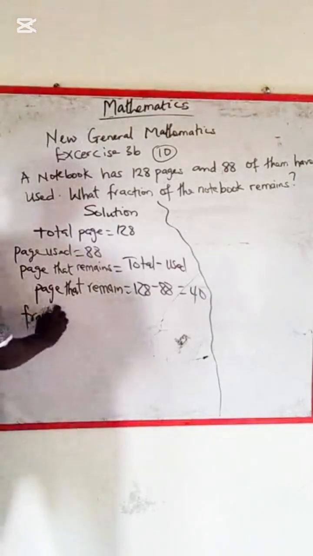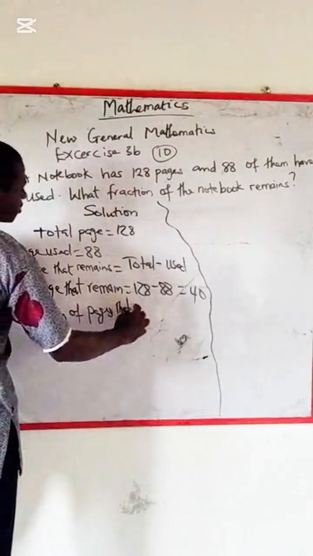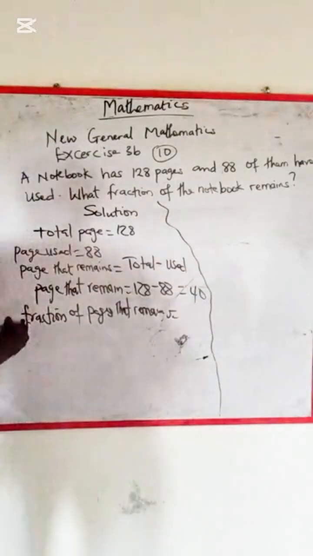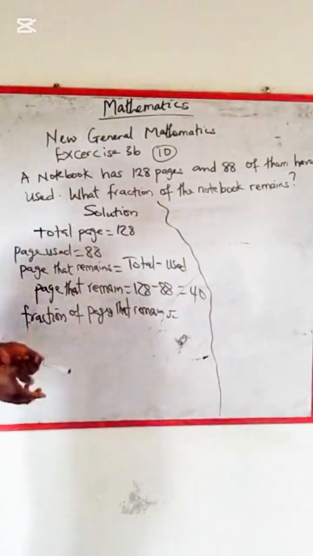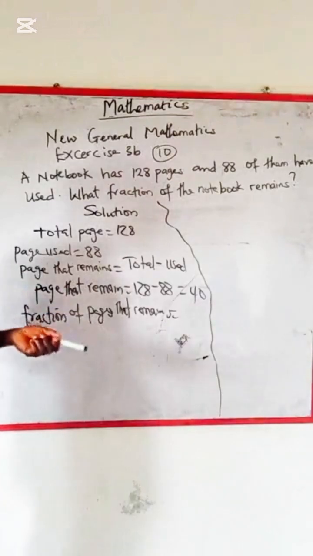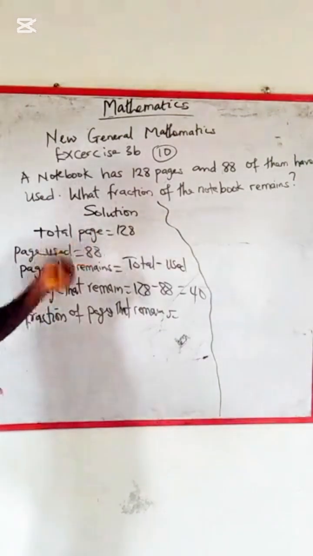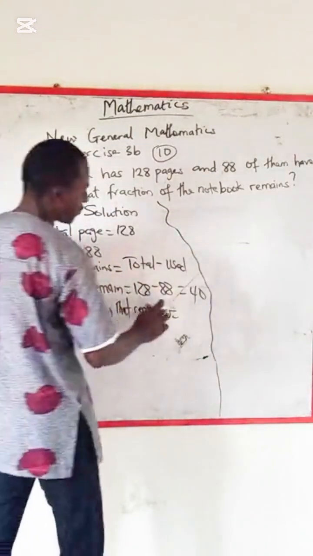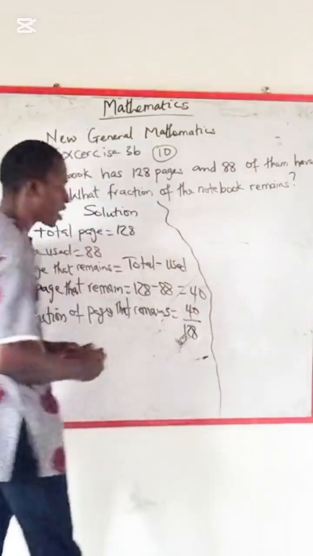The fraction of pages that remains is equal to the page that remains over the total. This is the same trick everywhere. Anytime you are asked questions like this, it is the question of interest over the total. The question of interest here was the fraction that remains, so we say the number that remains over the total. That's exactly what we have here, which is now 40 over 128. Can you see that?